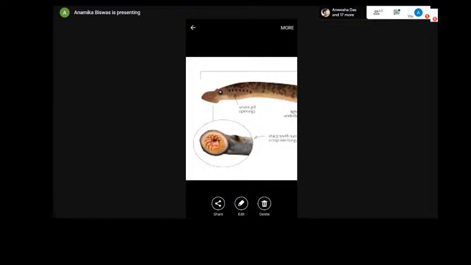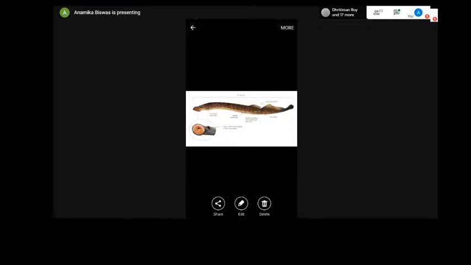The body of cyclostomes is elongated. See the body structure: elongated and smooth. They have no paired fins and are without scales. The body is not covered by any scales. The cranium and vertebral column are cartilaginous. They have 6 to 15 pairs of gill slits for respiration.